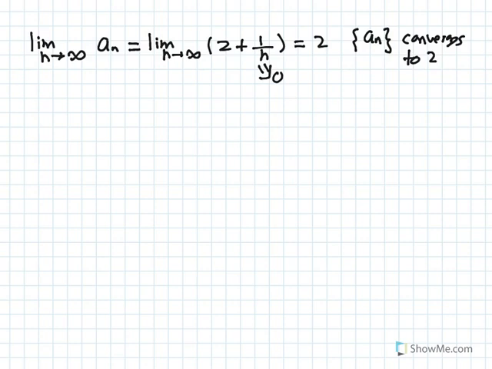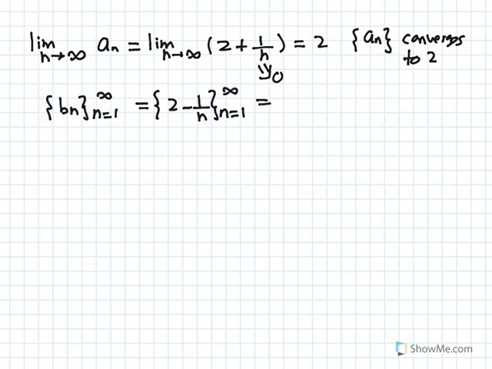Now, let's look at the other sequence. The other sequence is very similar in structure. It just has a negative in between 2 and 1 over n. So the sequence b_n, n goes from 1 to infinity, is equal to 2 minus 1 over n, n goes from 1 to infinity.